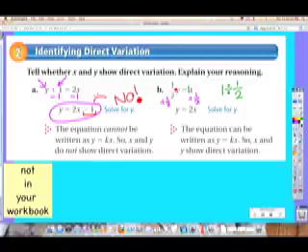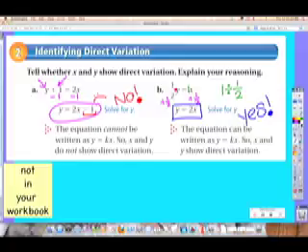Guys, you can shout out this. What's going on with the 2 and the x? Multiplying. So is that yes, direct variation, or no, not direct variation? It's yes. Perfect. Open your notebooks, your workbooks to page 82.